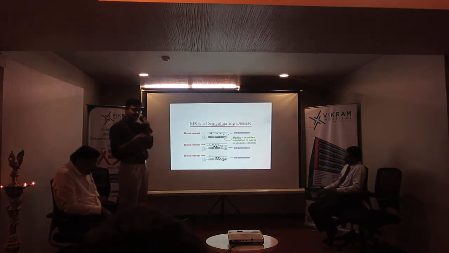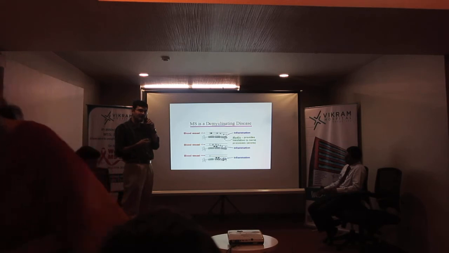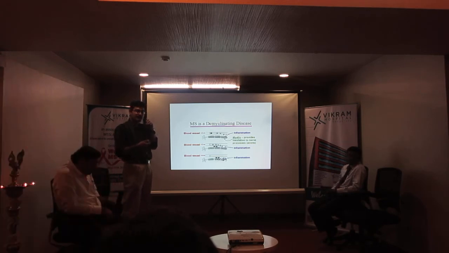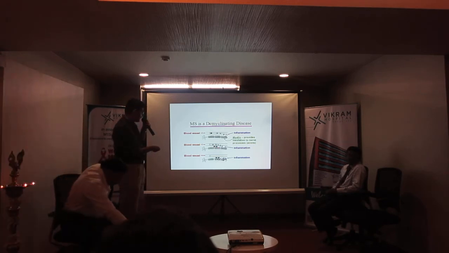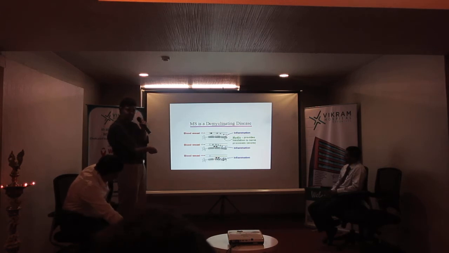And in MS, the helper T cells are the ones that have been primarily implicated in the inflammation. So again, as a result of inflammation, it's a process that takes time to build up, and over a period of time, the myelin gets damaged, and subsequently there is the development of the clinical symptoms.